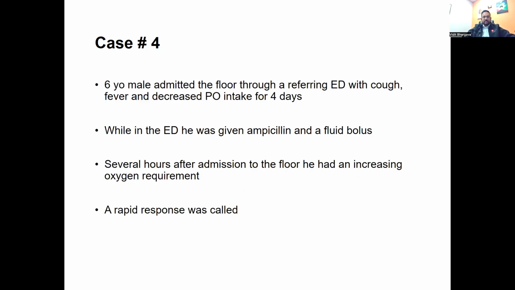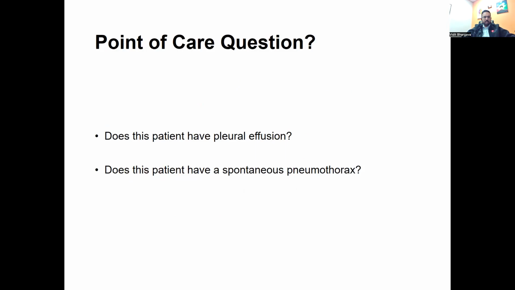The next case is a 6-year-old who's admitted to the floor through a referring ED with cough, fever, and decreased PO intake for 4 days. In the ED, he is given some antibiotics and a fluid bolus. Several hours after admission, he has an increasing oxygen requirement and a rapid response is called. And then we have some questions to try and be more specific about what we're looking for in this patient.